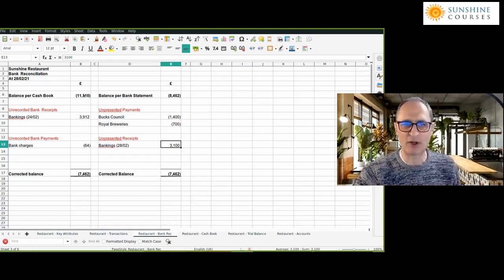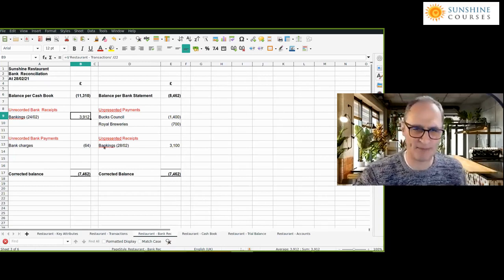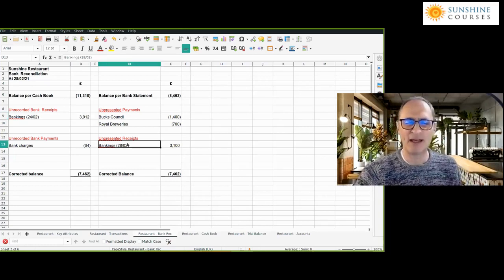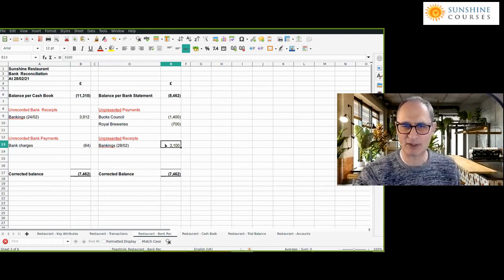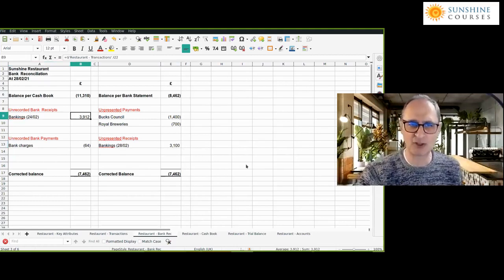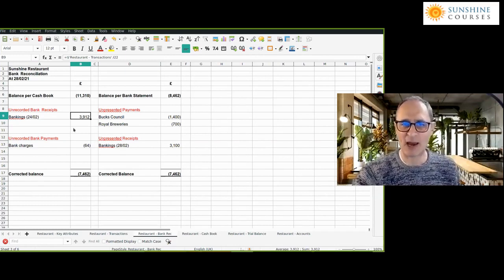Similarly, if we look at the cash book, there are various bankings that are unrecorded. Sorry, I got this wrong. The bankings on the 28th of February, which we banked, reached the bank on the 1st of March. So it's an adjustment to the bank statement as at the 28th of February. There's no accounting error. But on the 24th of February, we forgot to record £3,912 of bankings. So that's an error in the accounts.